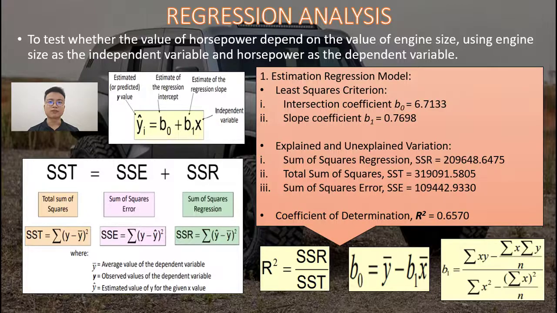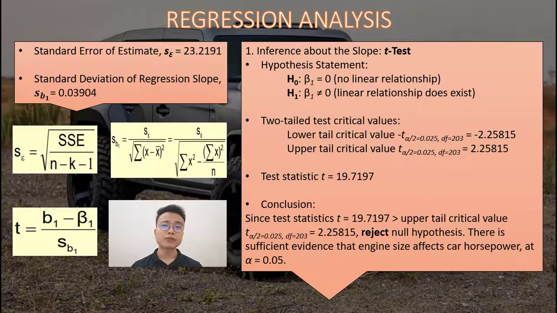Next, we'll find the values of explained and unexplained variation. So from the given formula, we can find the values of the sum of squares regression SSR, total sum of squares SST, and also the sum of squares error SSE. And finally, by using SSR divided by SST, we can get our coefficient of determination R squared, which equals 0.657. Before we carry out the t-test, we have to find the values of standard error of estimate and also the standard deviation of regression slope.